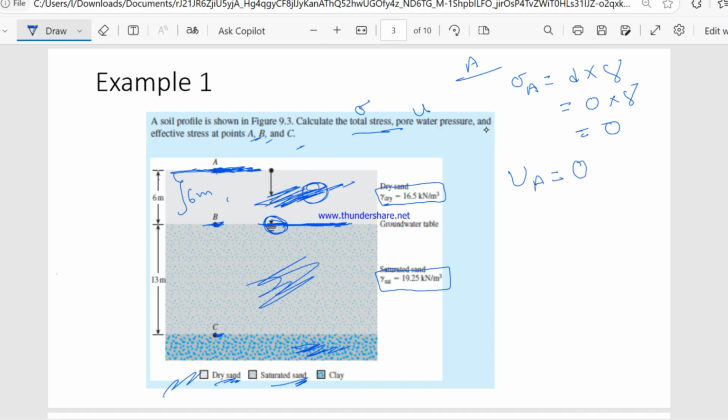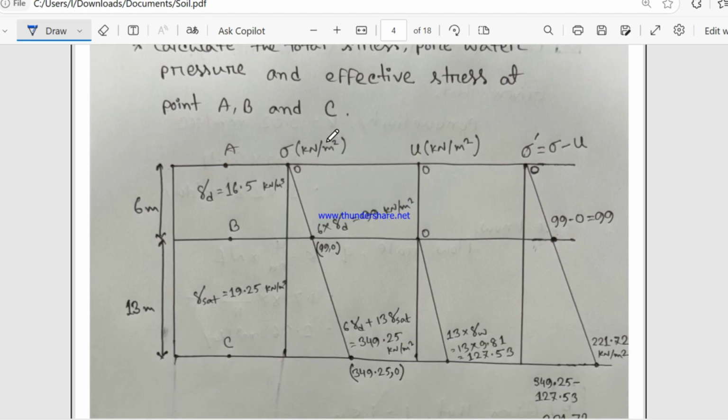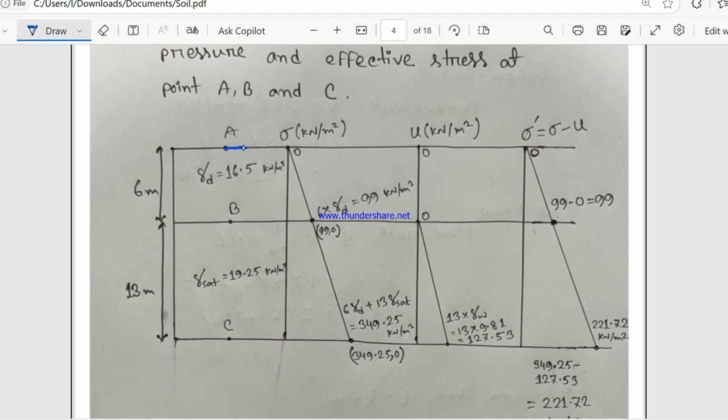Let's find the effective stress at point A. Effective stress equals total stress minus pore water pressure, so it will also be 0. So at point A, our total stress is 0, pore water pressure is also 0, and effective stress is 0. I just plot the variations with depth here.